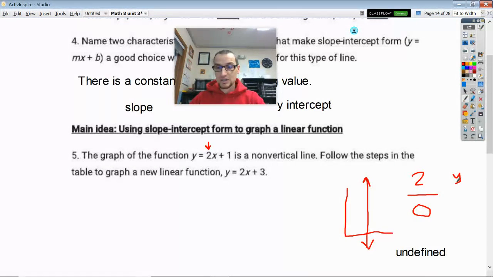Remember, slope is rise over run, or y over x. So this vertical line has no movement to the right or the left, so there's 0 for x. So a vertical line is undefined. So now we're going to follow the steps in the table to graph a new linear function, y equals 2x plus 3.